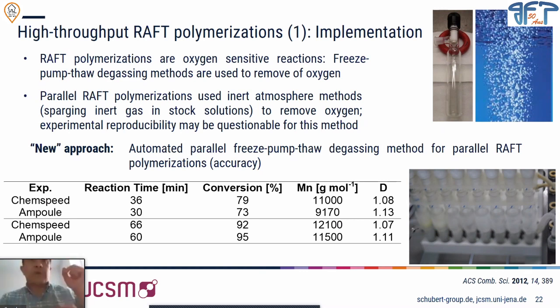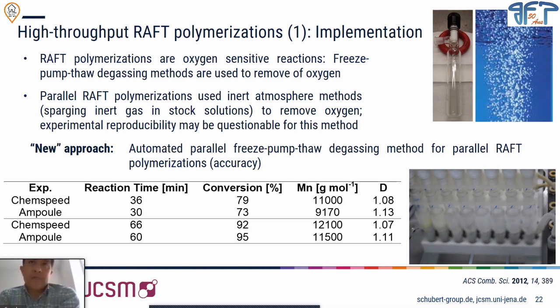So we switched to RAFT because it's a more versatile or more robust technique, I must say, towards different impurities and functional groups in the monomers or solvents and so on. But it has, let's say, one disadvantage, if you want to call it like that. RAFT polymerization is also sensitive to oxygen. So basically, you need to make sure to remove the oxygen from the system to start the polymerization.